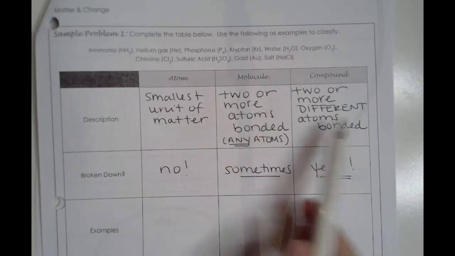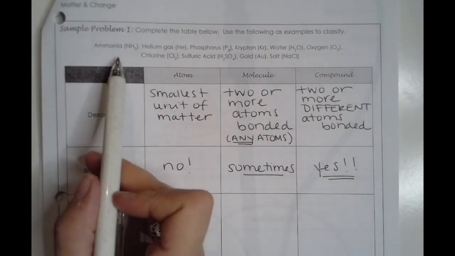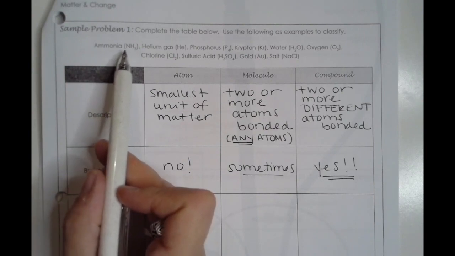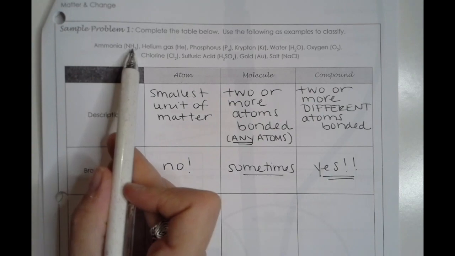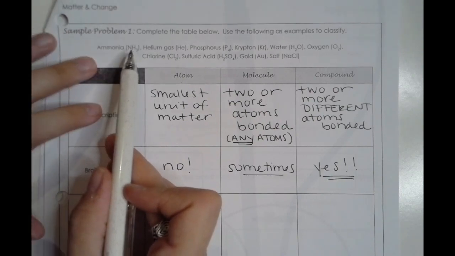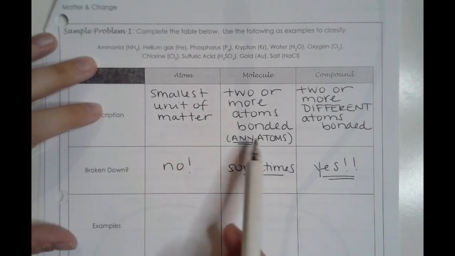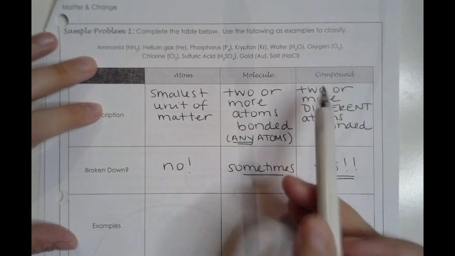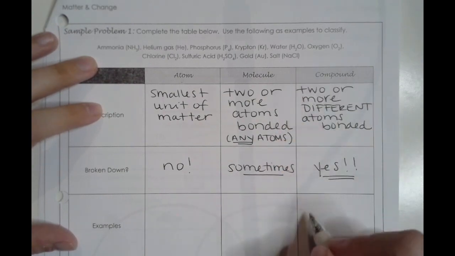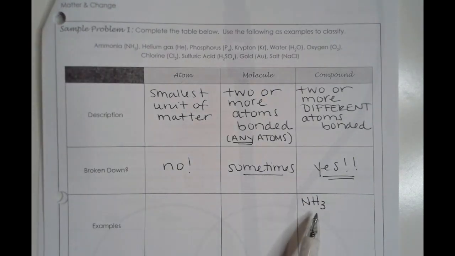So the first one is ammonia, NH3. So ammonia is comprised of nitrogen atoms and hydrogen atoms. And you could tell that just by looking at the formula here. So what type of matter would ammonia fit into best? Well, it probably fits into a compound. And that's because you can take ammonia and you could break it down into its elements.